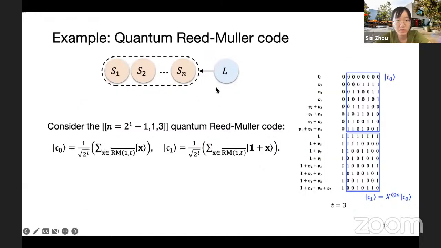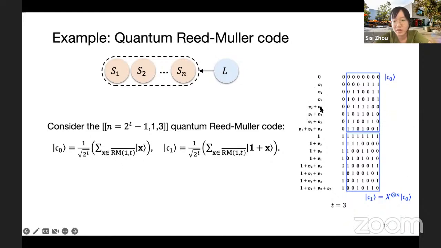So now I'm going to provide 2 examples of error encode that nearly saturate our bound. The first type of code is an exact error encode, and it is called quantum Reed-Muller code. I'm going to consider the 2-dimensional one, which means we have only one logical qubit. The code word is given by the superposition of computational basis states described by this classical shortened Reed-Muller code.